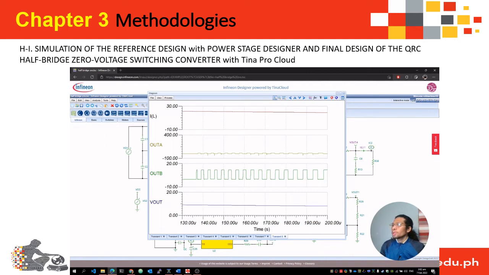If you zoom in a little bit more, we can see the difference between the switching of the power MOSFETs. So you can see that there is a gap between the switching time off of the out B and the time on of the out A. So we can have a wider 0 voltage switching for the power MOSFETs.